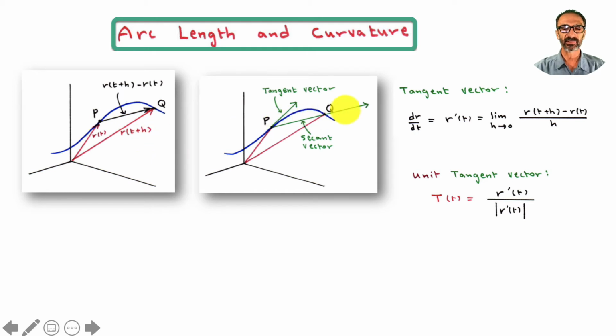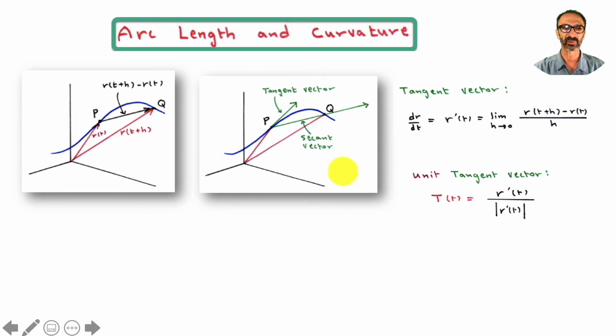Now, speaking of secants, slopes and tangents from calculus 1, this would be the secant. This is the secant vector. And if you make h approach 0, you are moving Q closer and closer to P, so it becomes a tangent vector. The tangent vector is dr dt, which is r prime of t, and that's the limit of r of t plus h minus r of t, divided by h.